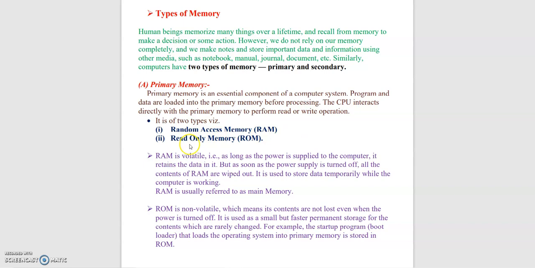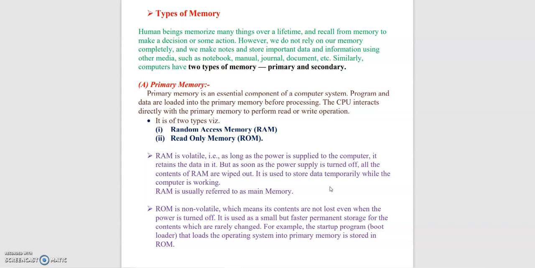Now let's look at the difference. The random access memory is volatile. That means it is available only as long as the power is supplied to the computer. It retains the data. As soon as the power supply is turned off, all the contents of the RAM are wiped out. It is used to store data temporarily while the computer is working.